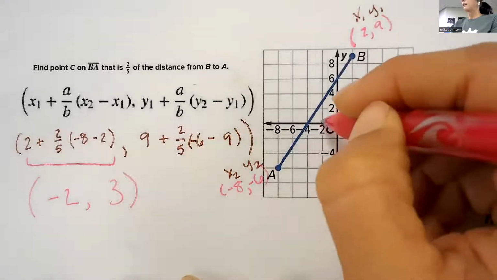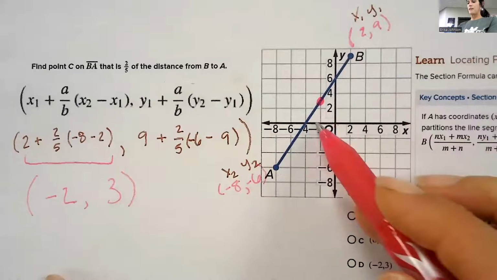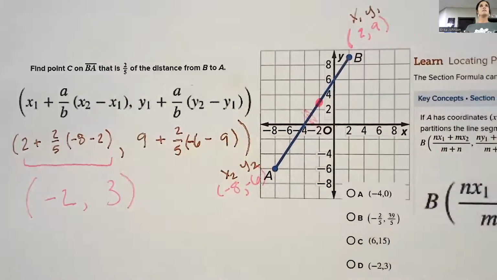-2, up 3. I forgot these are counting by twos. We're good. -2, up 3 right there. Halfway, I'd guess, to be about right in here. So I would say that's a little less than halfway. So that's good. Perfect.